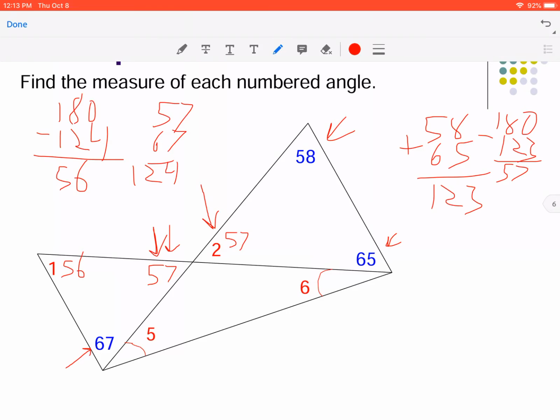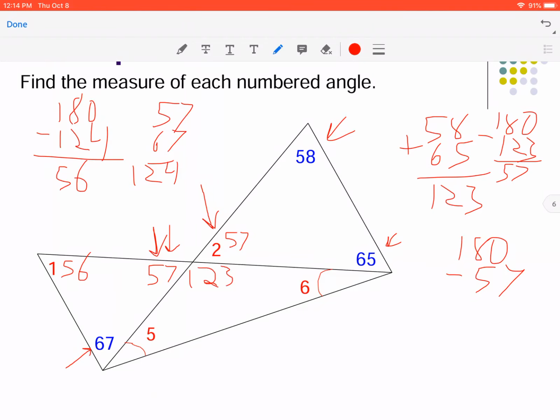Now, what do we know about this angle here? Isn't it a linear pair to that one right there? So that means those two angles should add up to equal 180. So if I do 180 minus 57, I should have that top angle. So 180 minus 57, we're back to 123 again.